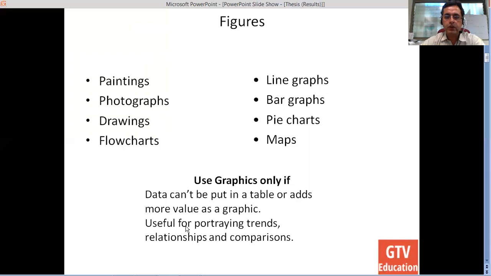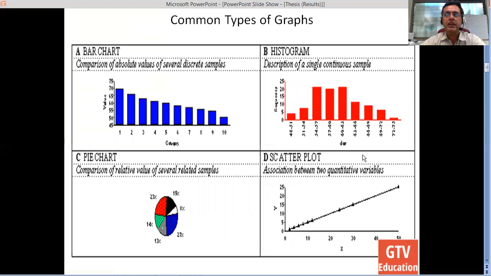And if you want to show some relationship or compare different things, increase and decrease in different things, again graphical representation would be suitable in that case. Okay, so there are different types of graphs. Common types of graphs that people use is a bar chart, which is used for comparison of absolute values of several discrete samples. If you have a number of samples and you want to show their relationship, you use their values and make a bar graph or a bar chart for that.